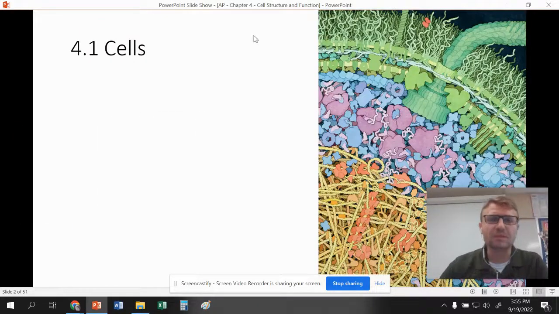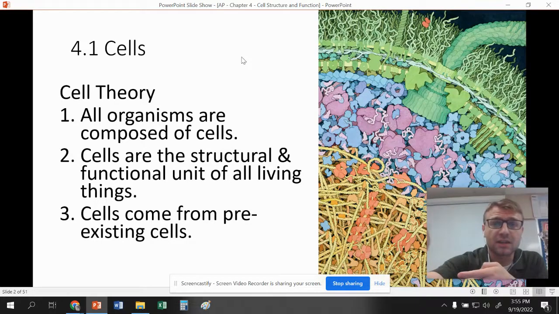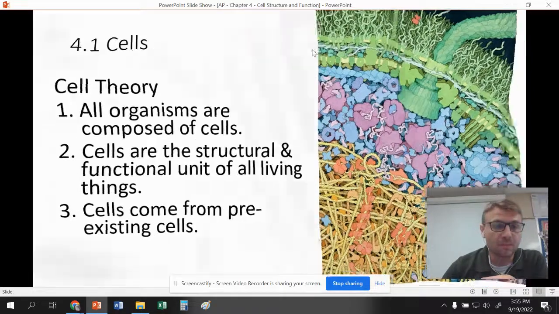All right, first, let's talk about the cell theory. All organisms are composed of cells. First part of the cell theory. Cells are the structural and functional unit of all living things. That just means the most basic and smallest thing that we consider living is a cell. Third, all cells must come from pre-existing cells. 3 parts of the cell theory. You should have heard those back in regular biology, but just know those main 3 parts of the cell theory.